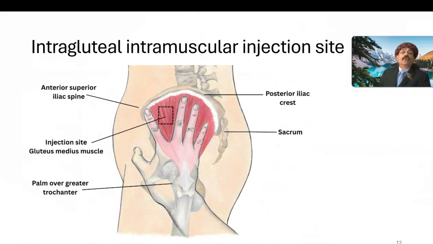For intramuscular injection, we must inject in the upper outer quadrant of the gluteal region to avoid injury to the sciatic nerve and other important nerves. Ideally, it should be injected into the gluteus medius muscle, like this area. Intragluteal intramuscular injection.